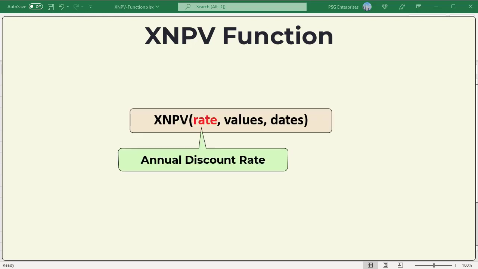Here is the syntax. Rate: the discount rate to apply to the cash flows for one period. If your cash flows are happening every year, this would be the annual discount rate. If these are quarterly, this would be the quarterly discount rate.